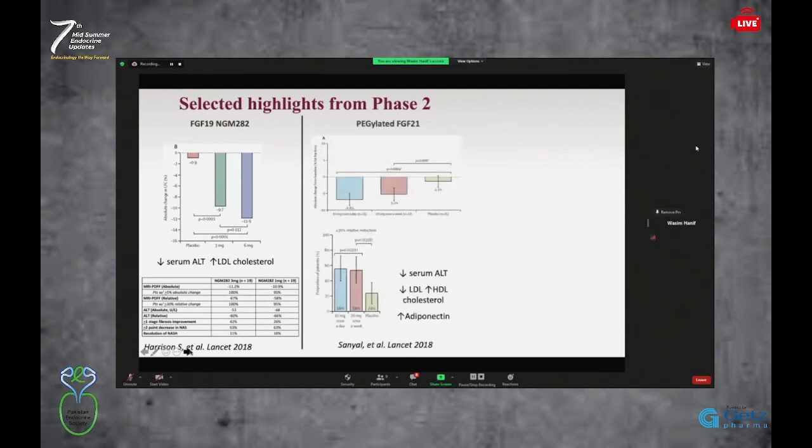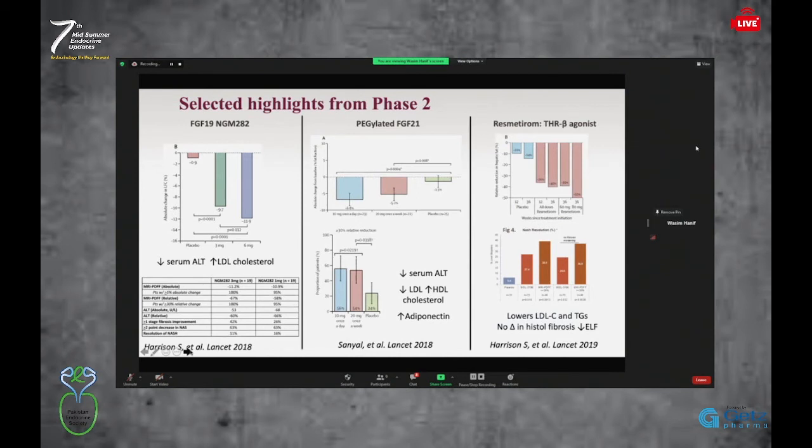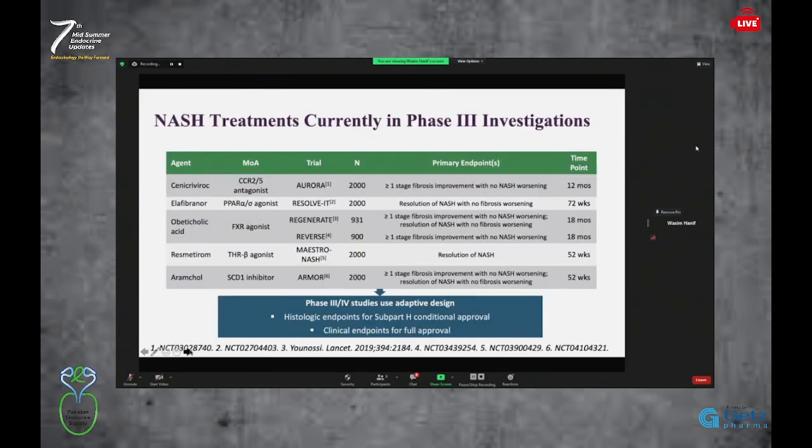And these are some of the other agents, and these are the slides passed to me by my liver colleagues who are very optimistic of some of these agents in phase 2 developments that are specifically looking at reducing fibrosis and inflammation in patients. And just to give you an overview of the current trials in development, these are all kinds of agents that are being looked into. Most of them are targeting liver and liver fibrosis, with a reasonable number of patients, and all of them have got histological endpoints and clinical endpoints for full approval.